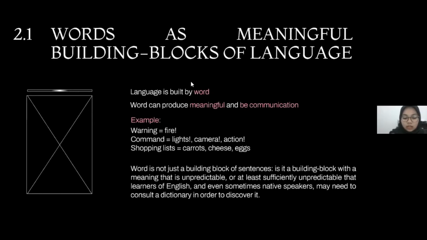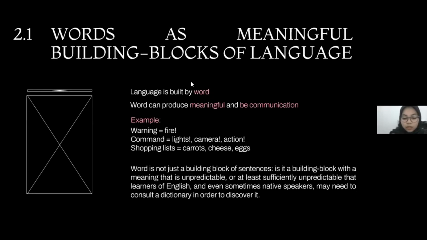There is an explanation of the word, because it can already shape into a building block which can then make meaning. But a word is not just a building block of a sentence, it is a building block with a meaning that is unpredictable, or at least sufficiently unpredictable that learners of English, and even sometimes native speakers, may need to consult a dictionary in order to discover it.